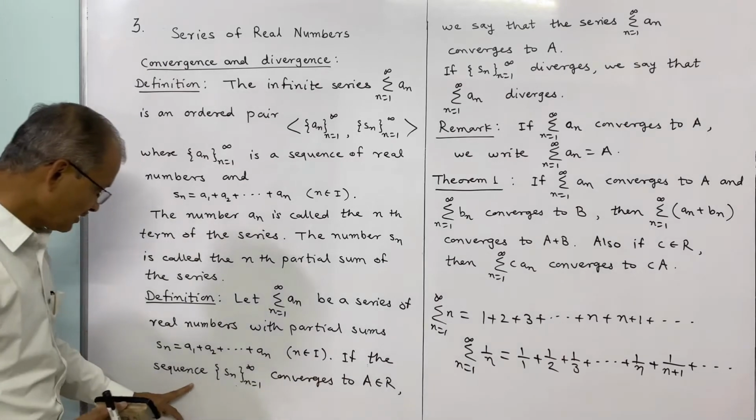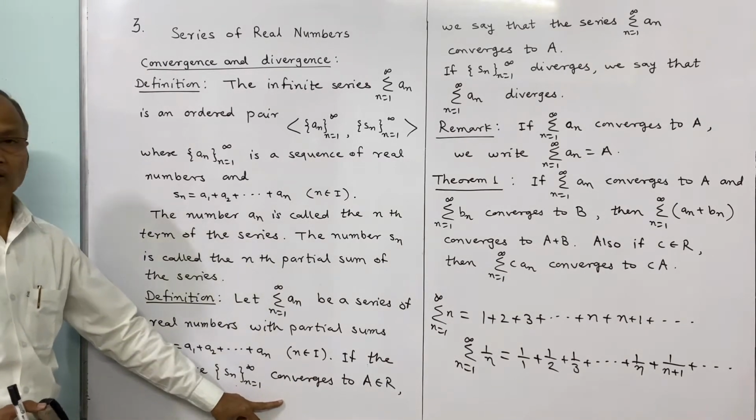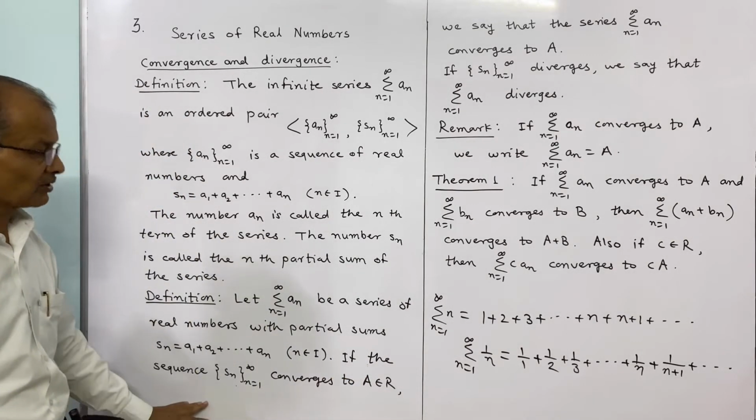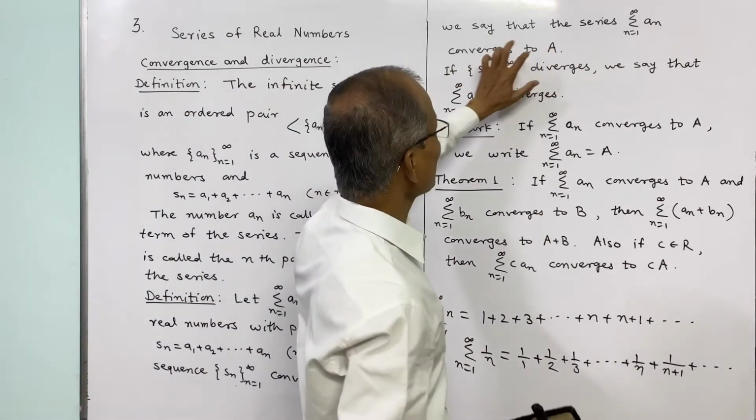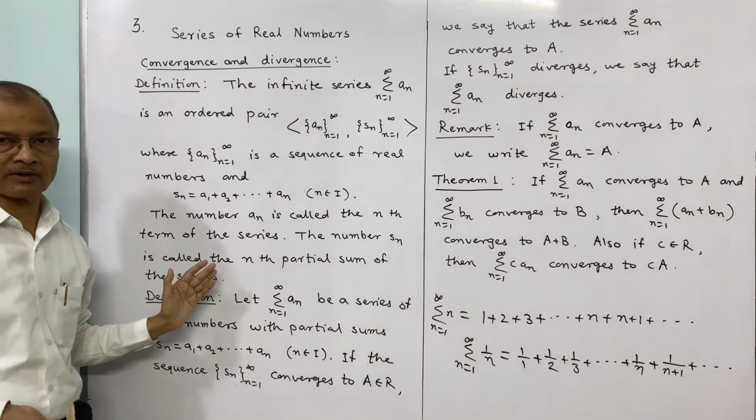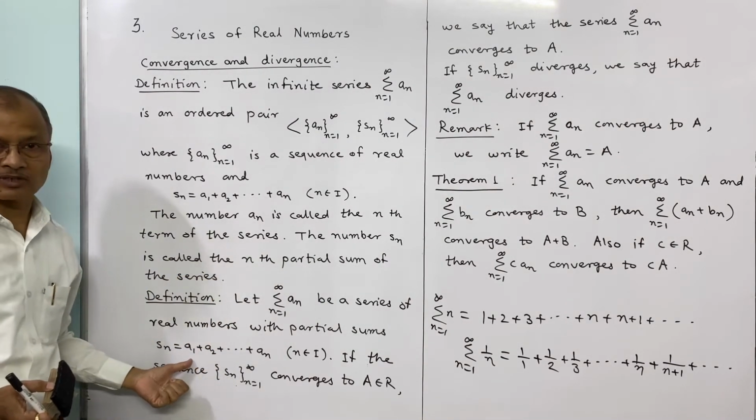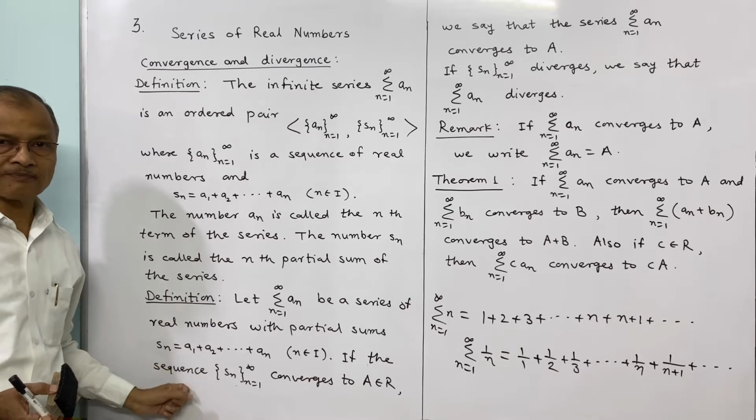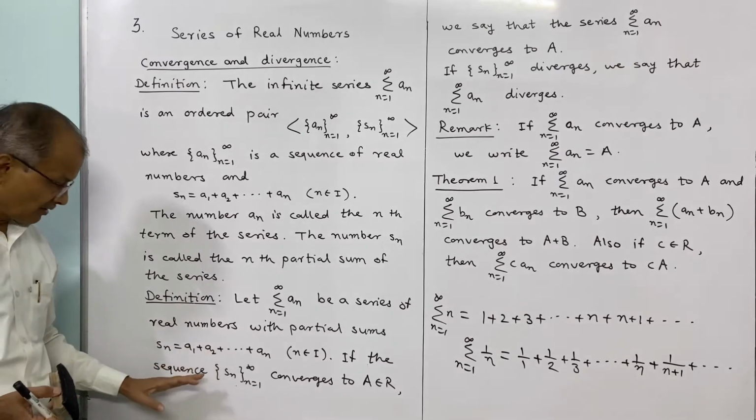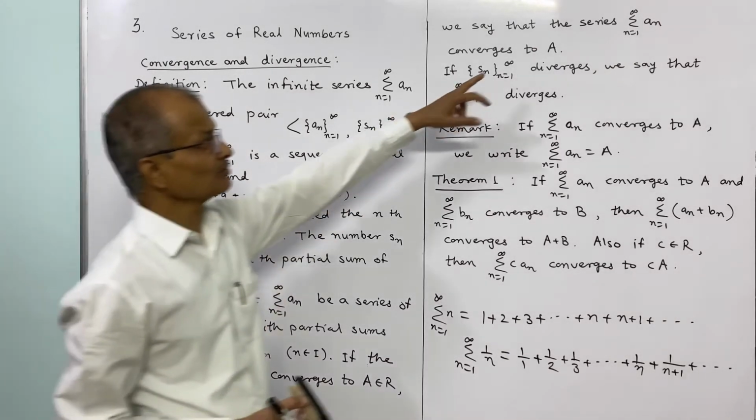If this sequence Sn, the sequence of partial sums, converges to some real number a, a belongs to R, meaning a fixed real number, we say the series also converges to a. So that is the simple meaning of the convergence of an infinite series; it depends on the sequence of partial sums. If the sequence of partial sums is convergent, then the series is convergent. Or if the sequence Sn converges to a, then we say the series also converges to a.